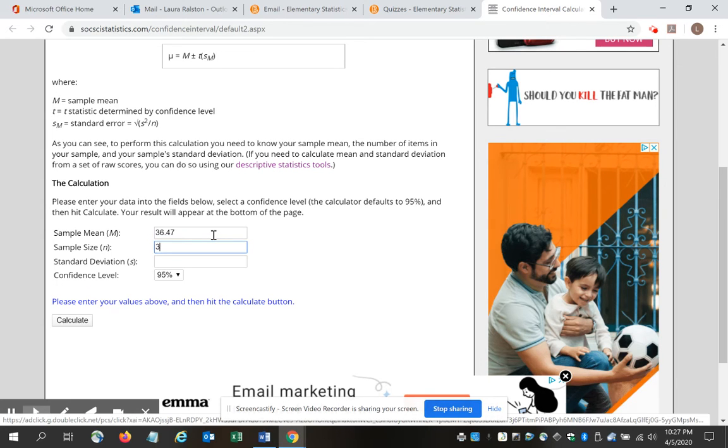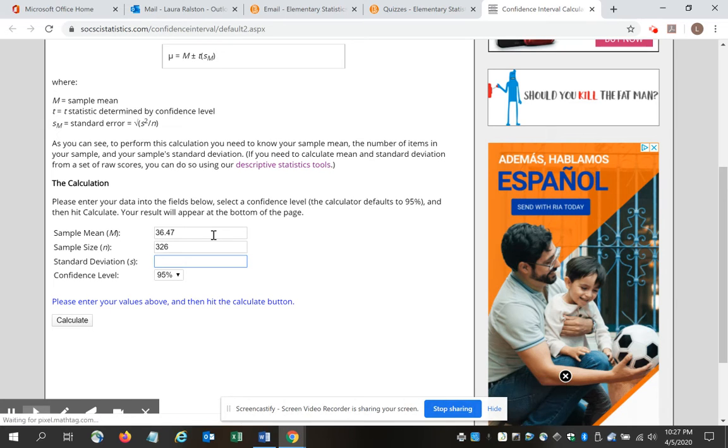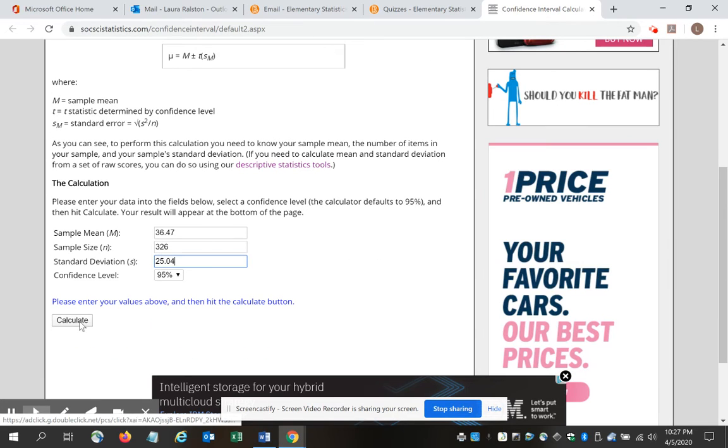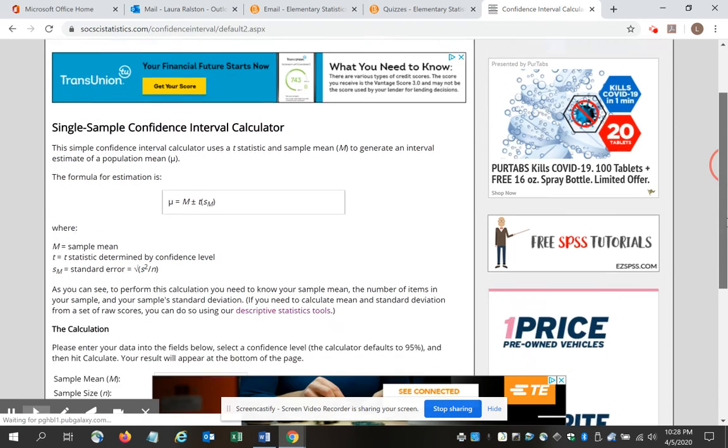The sample size was 326. In this case, you have to use the sample standard deviation because you don't know the population standard deviation. And if you don't know it, you can't use it. So my sample standard deviation is 25.04. And we wanted a 95% confidence interval.